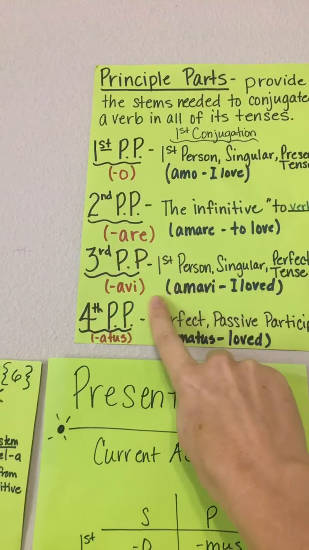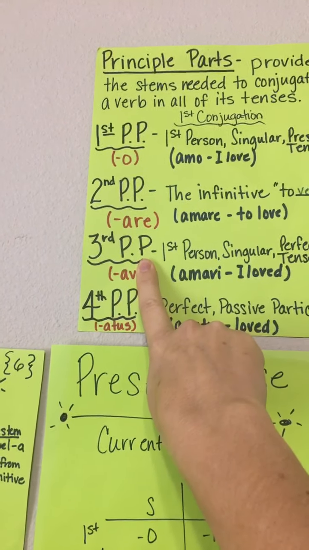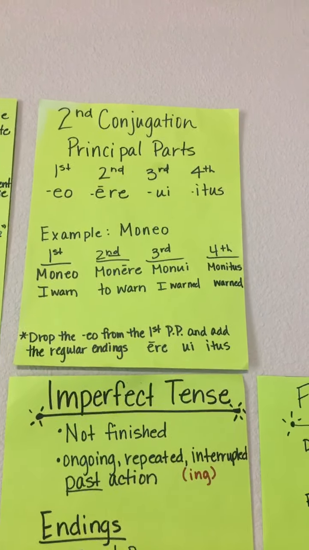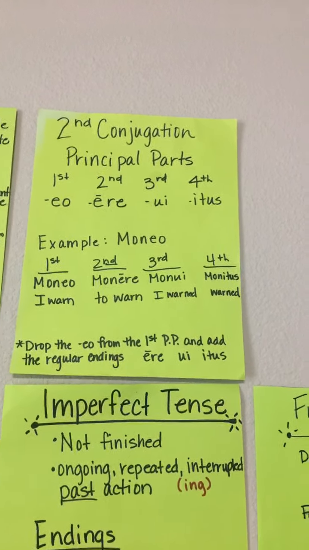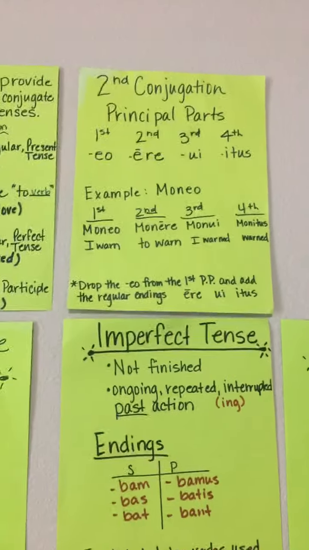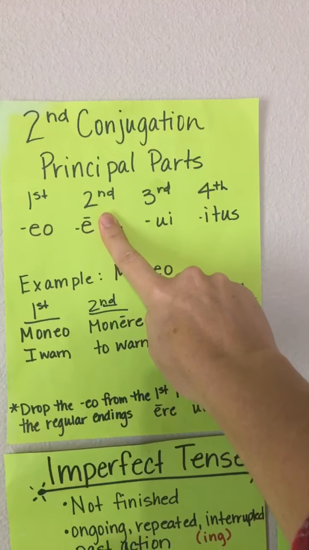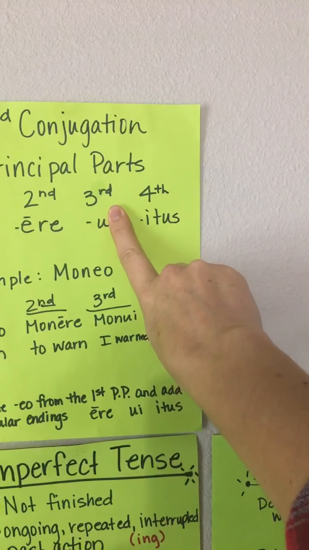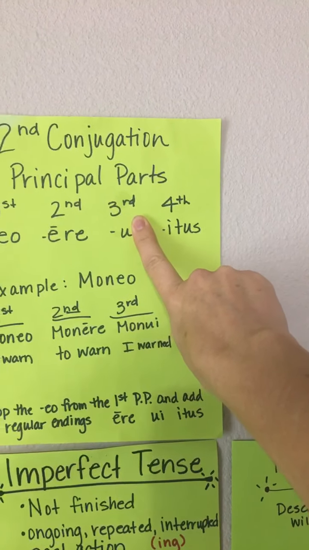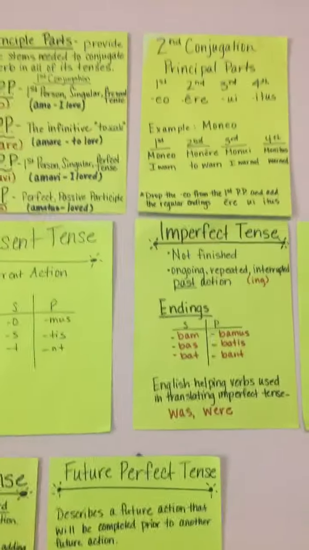To find the perfect system, we drop the I to find our stem in those. Okay, second principal parts. Ao, ari, with a macron over the first E, ui, etus. If I'm going to find a verb in the second conjugation, I'm going to drop the re off the second principal part for the present tense stem, drop the I for the perfect stem.